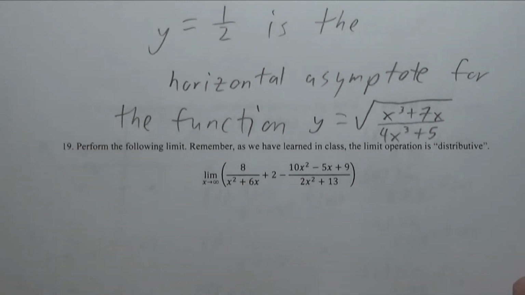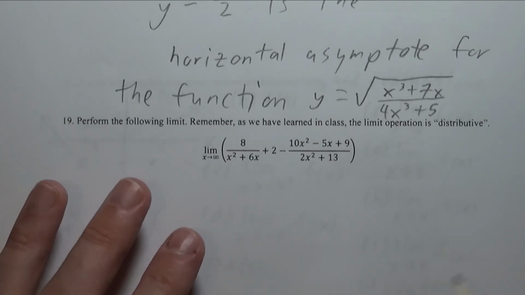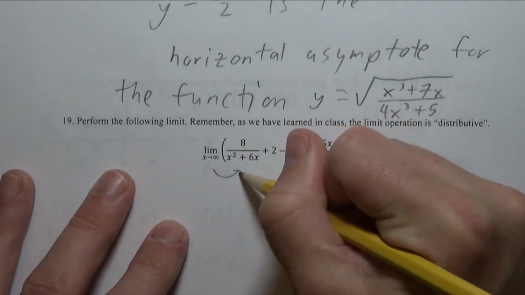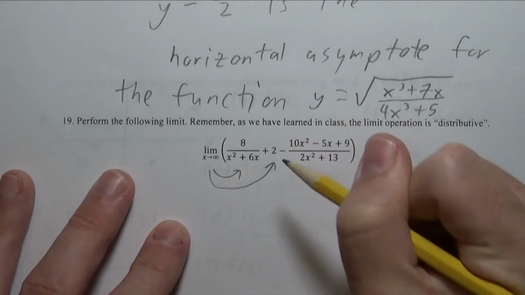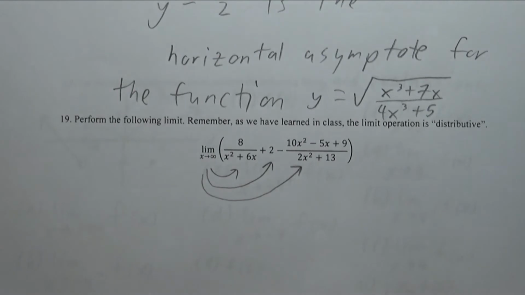All right, next. Limit operations are quote-unquote distributive. Here, here, and here. They're not distributive. Distribution is multiplying. So, again, you can punch all this in the calculator, but that is some nastiness right there. What you can do is you can quote-unquote distribute the limit operation.